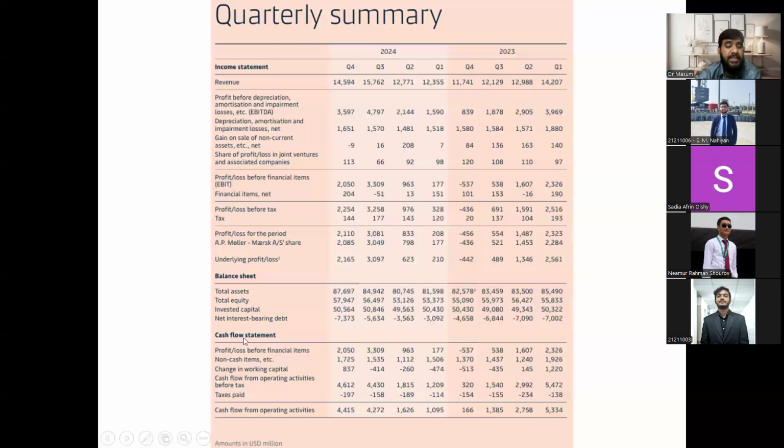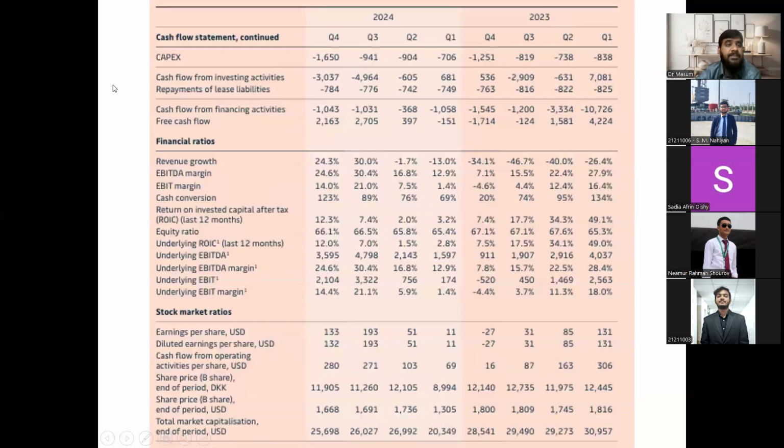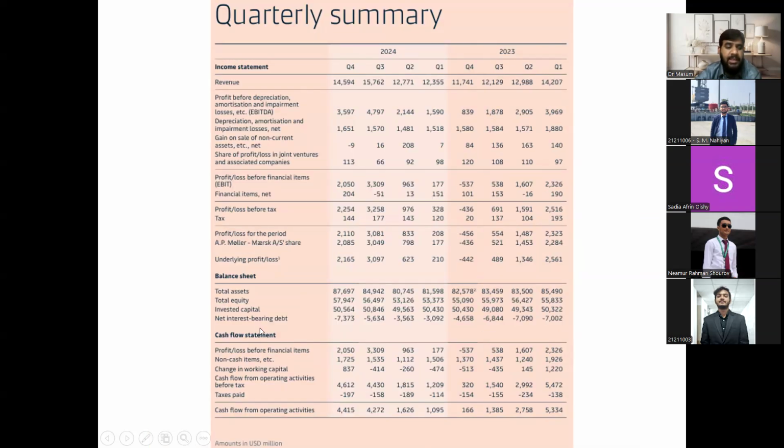Then cash flow indicates cash inflows and cash outflows. Cash inflows and cash outflows are coming from three sources. One is known as cash flow from operating activities. Another is cash flow from financing activities, and cash flow from investment activities. There are three types of cash flows. One is cash flow from operating activities.